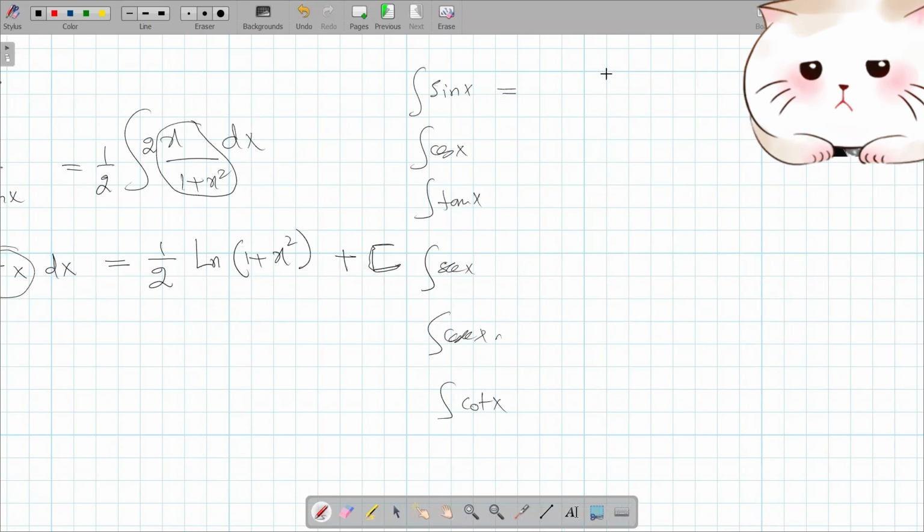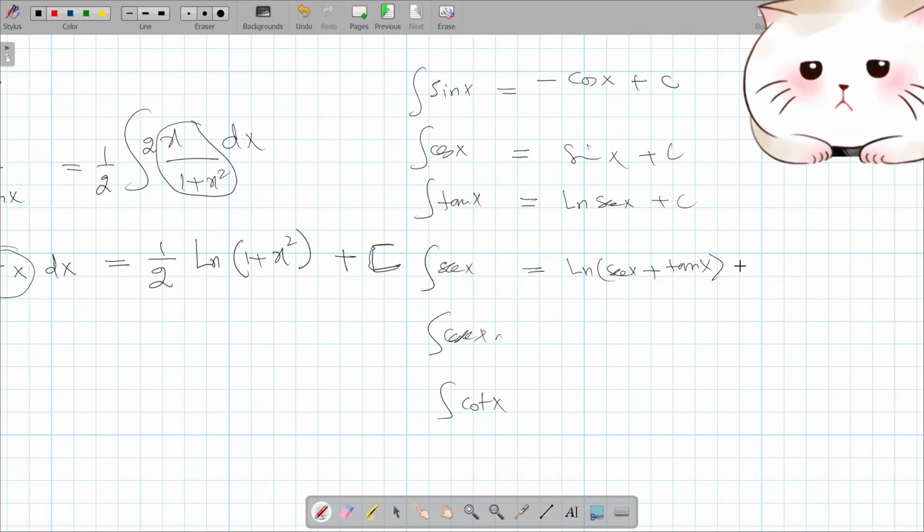What is the integral of sine x? Cos x. No, minus cos x. What is the integral of cos x? Sin x. What is the integration of tan x? I remember proving this. Wasn't it ln sec x? What is the integration of sec x? Sec x tan x.